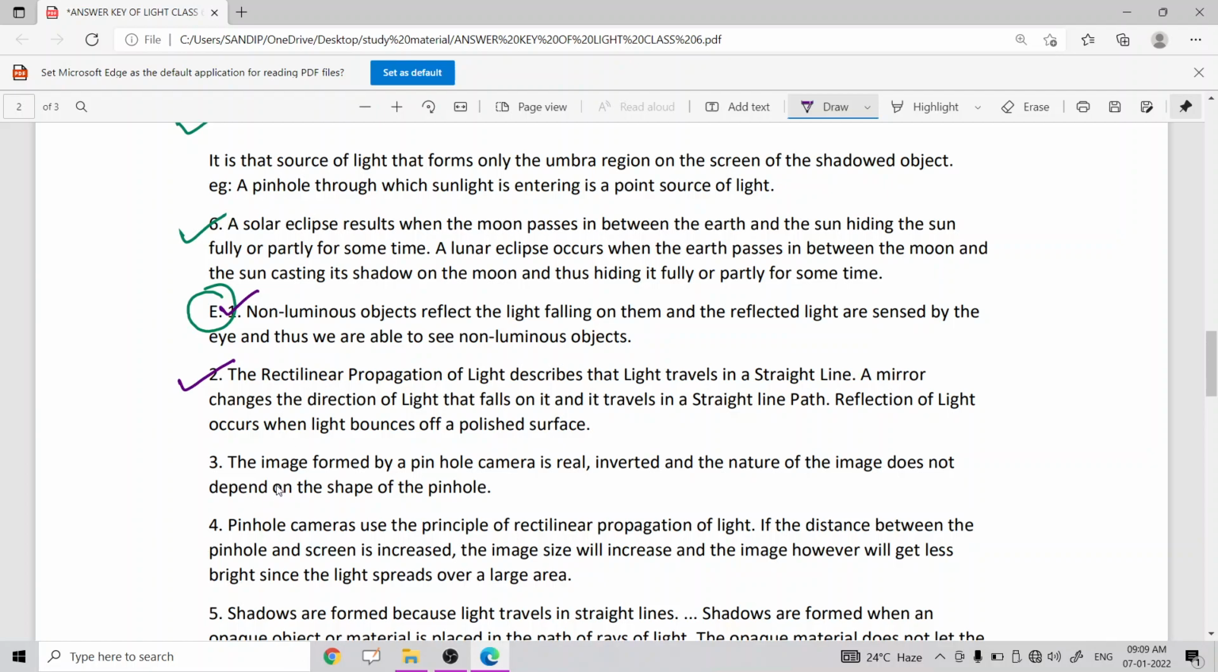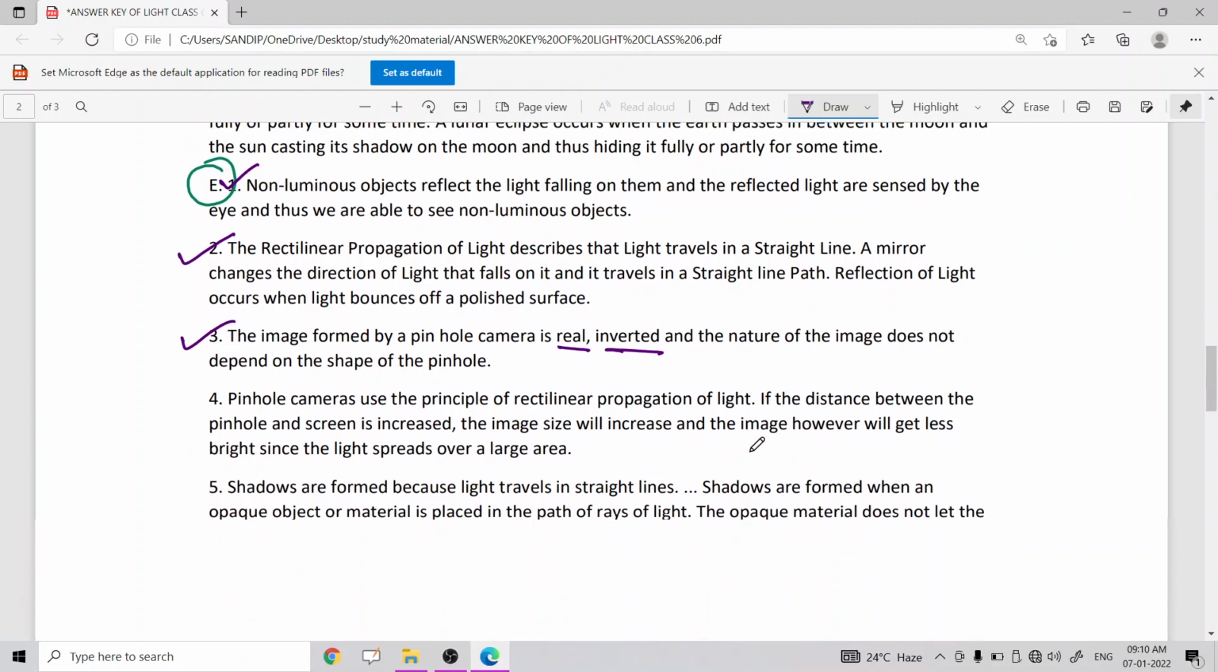Now the next one is question number 3: state the nature of the image formed by a pinhole camera. It is also discussed. The image formed by a pinhole camera is generally real and inverted, and the size does not depend on the shape of the pinhole. Actually it depends on the position of the object from the pinhole and also the distance between the pinhole and the screen. So generally the image nature is real and inverted. We cannot actually define the size.